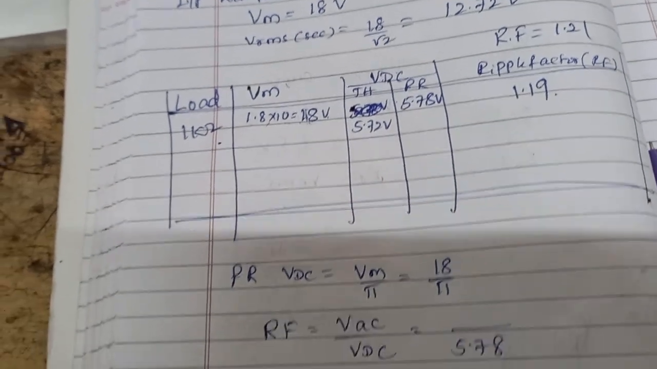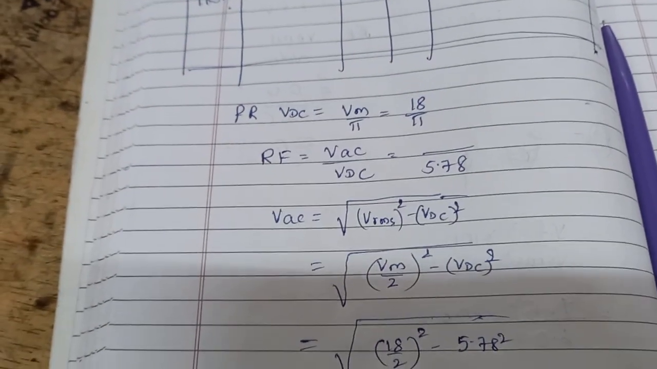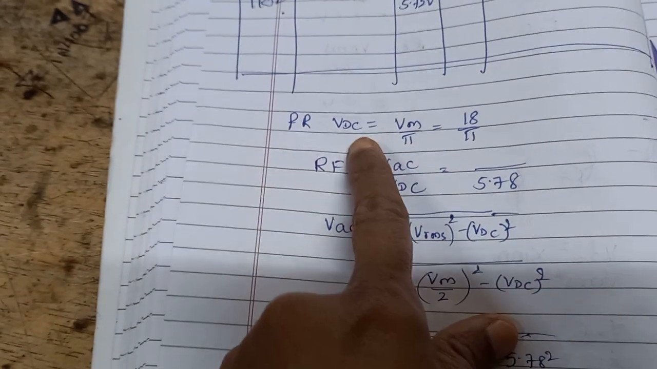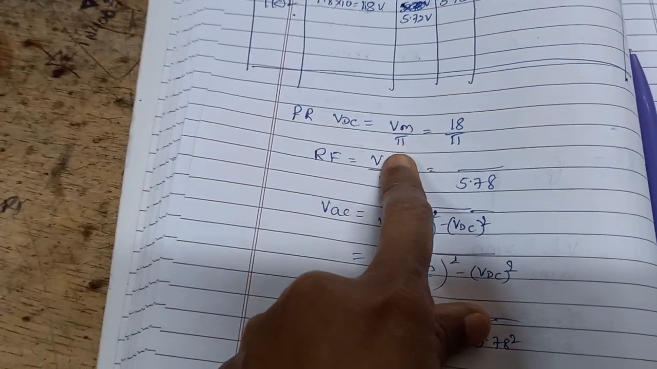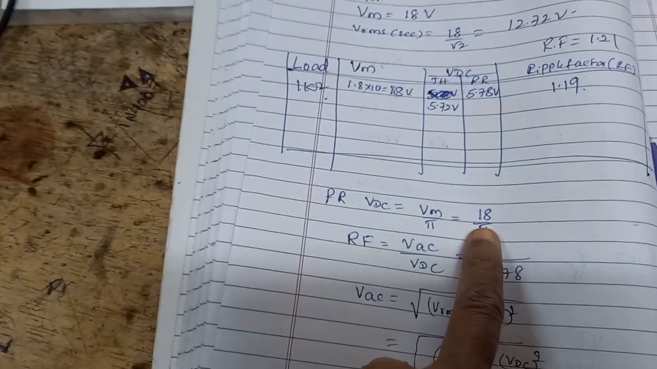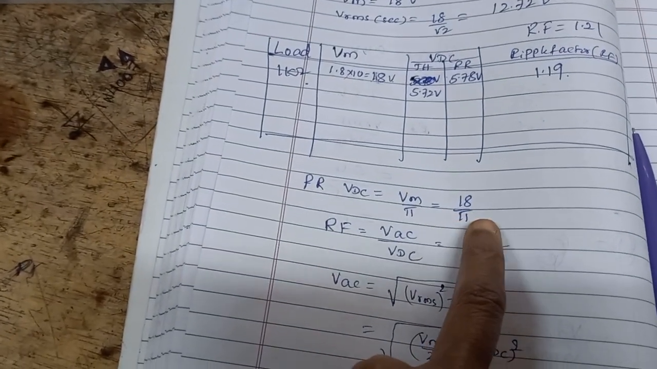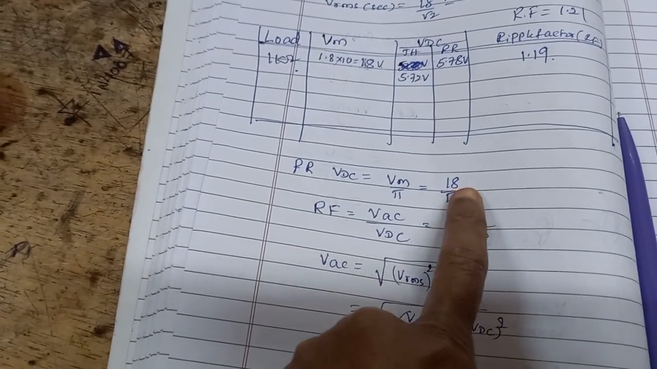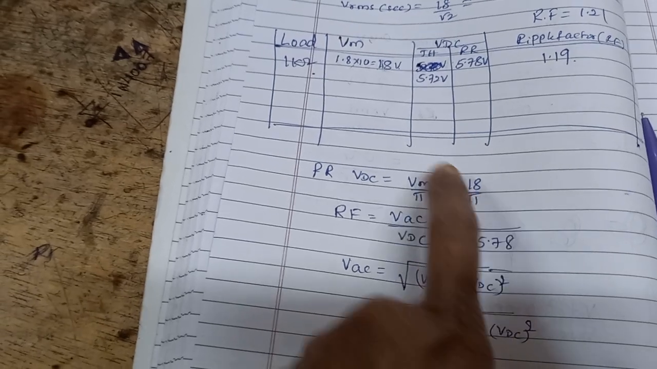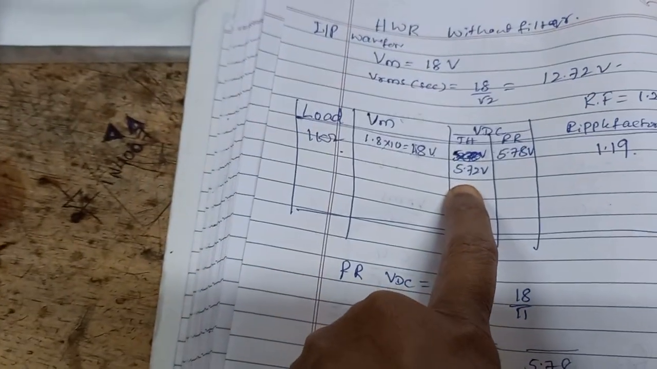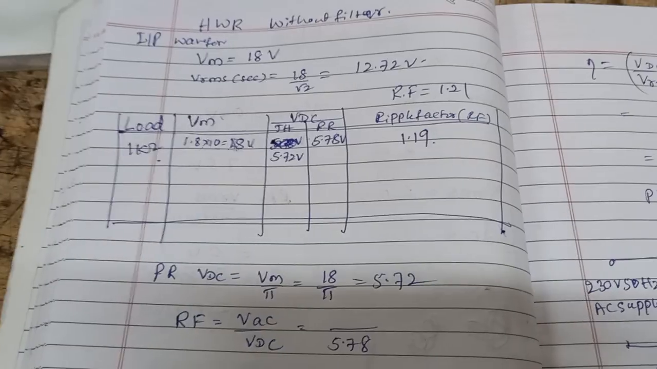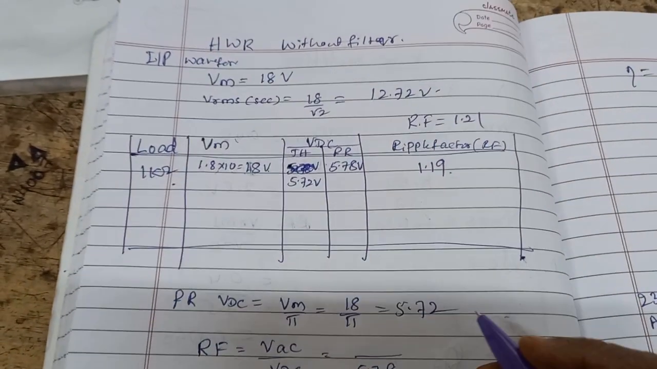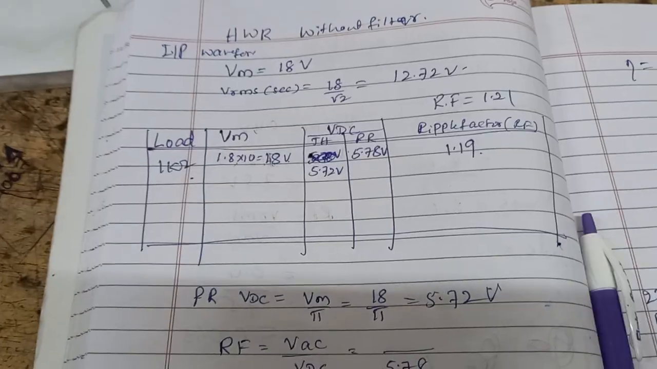Now theoretically, how to calculate the DC voltage? The theoretical value for half wave rectifier is VDC equal to Vm by pi. So Vm is 18 volts, 18 divided by pi. How much am I getting? 18 divided by pi is 5.72 volts. This is the theoretical value of VDC. So it is 5.72 volts.